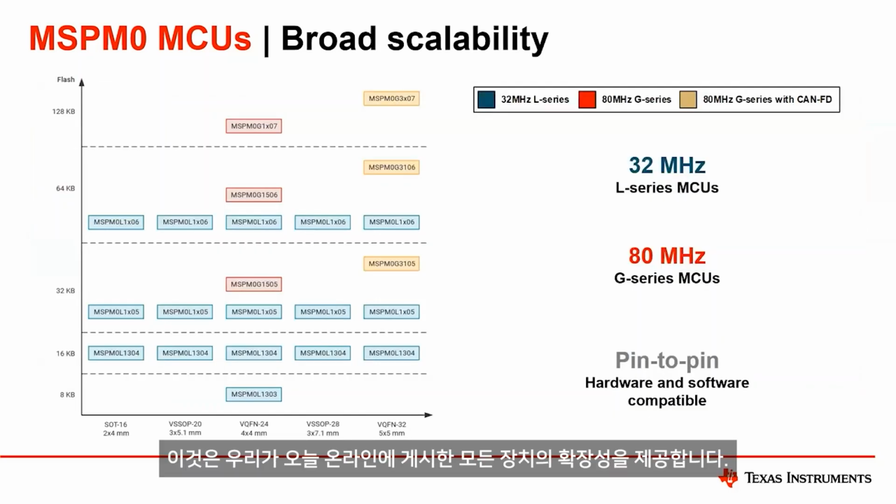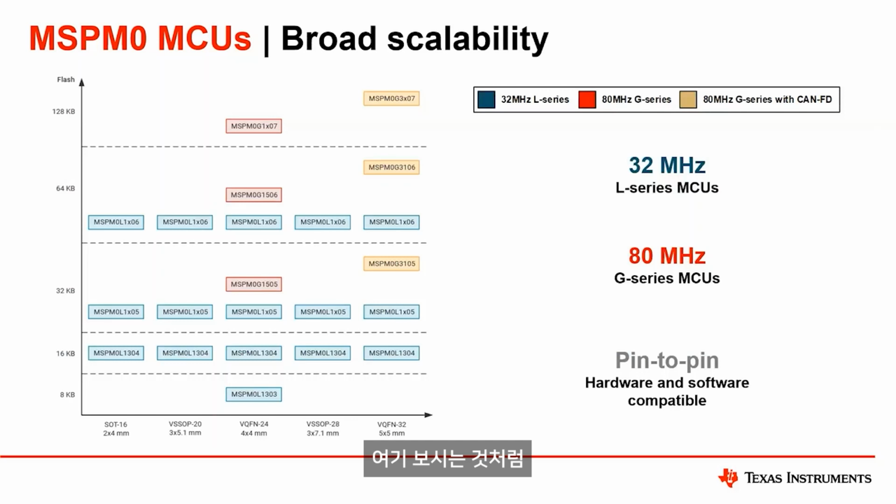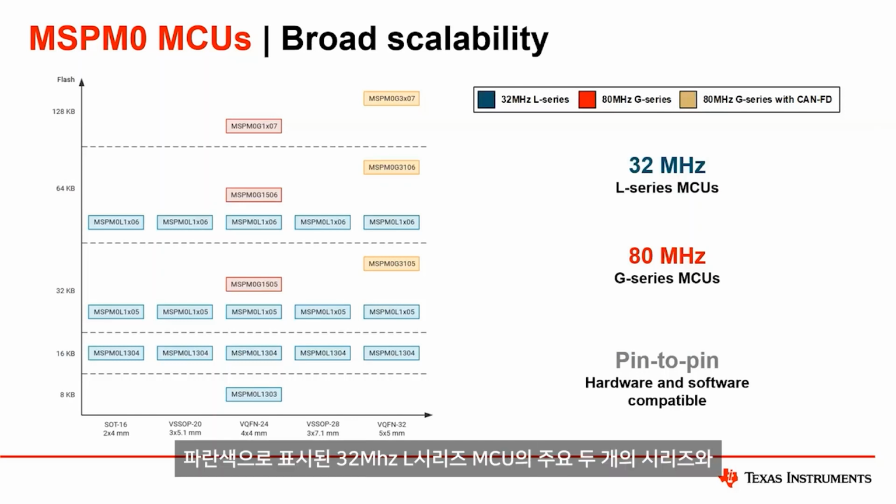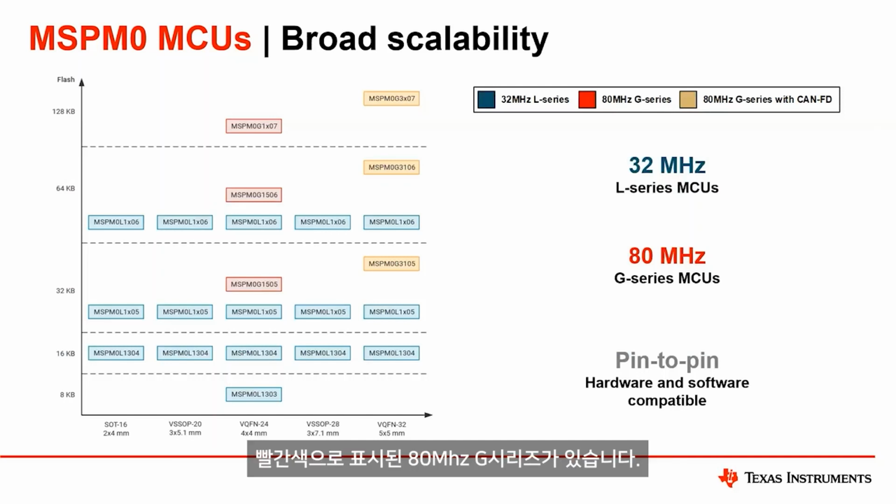Okay, so this is giving you the scalability of all of our devices that we have published today online. You can see here the main two series: the 32 megahertz L series MCUs in blue, and then the red 80 megahertz G series as well. And then the yellow is the 80 megahertz G series with CAN-FD. So it's the same series, but with integrated CAN-FD.